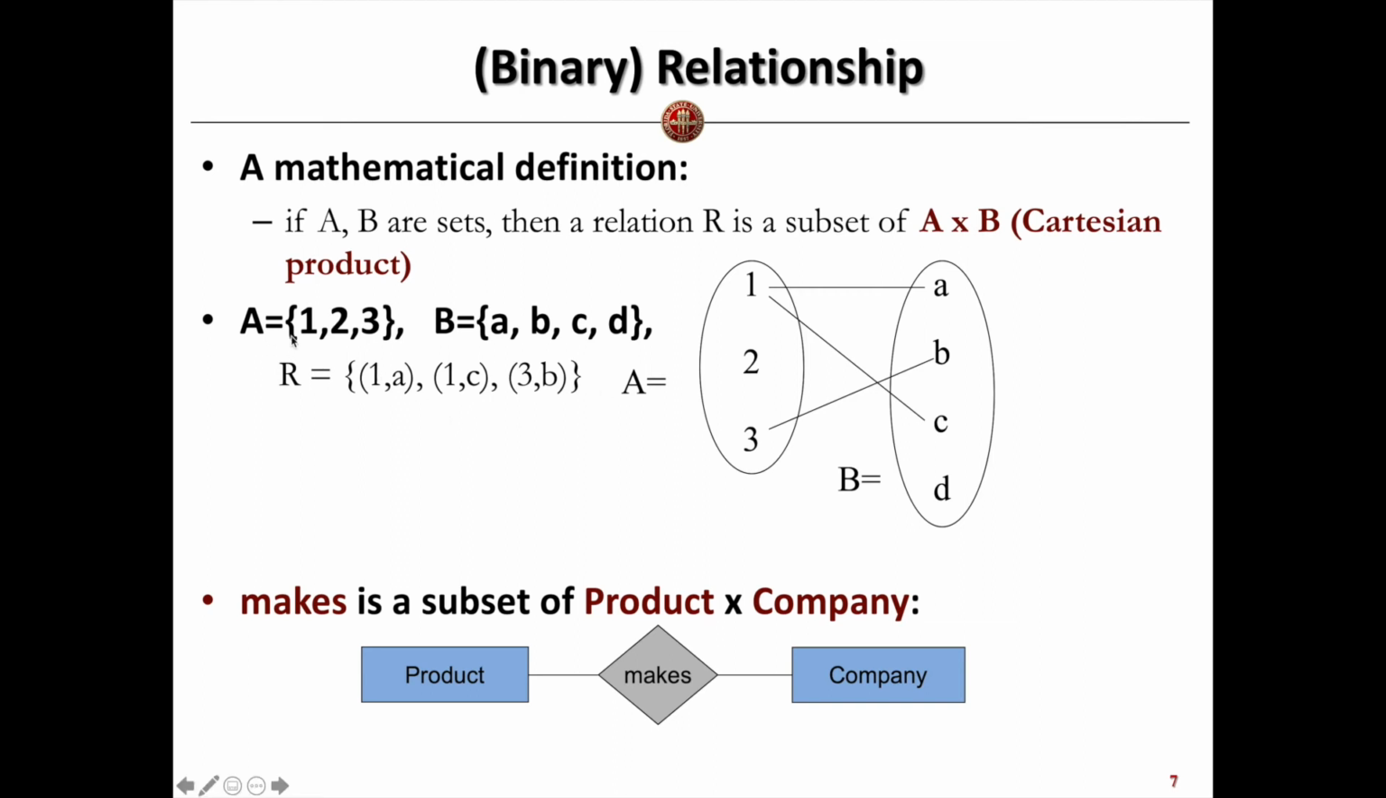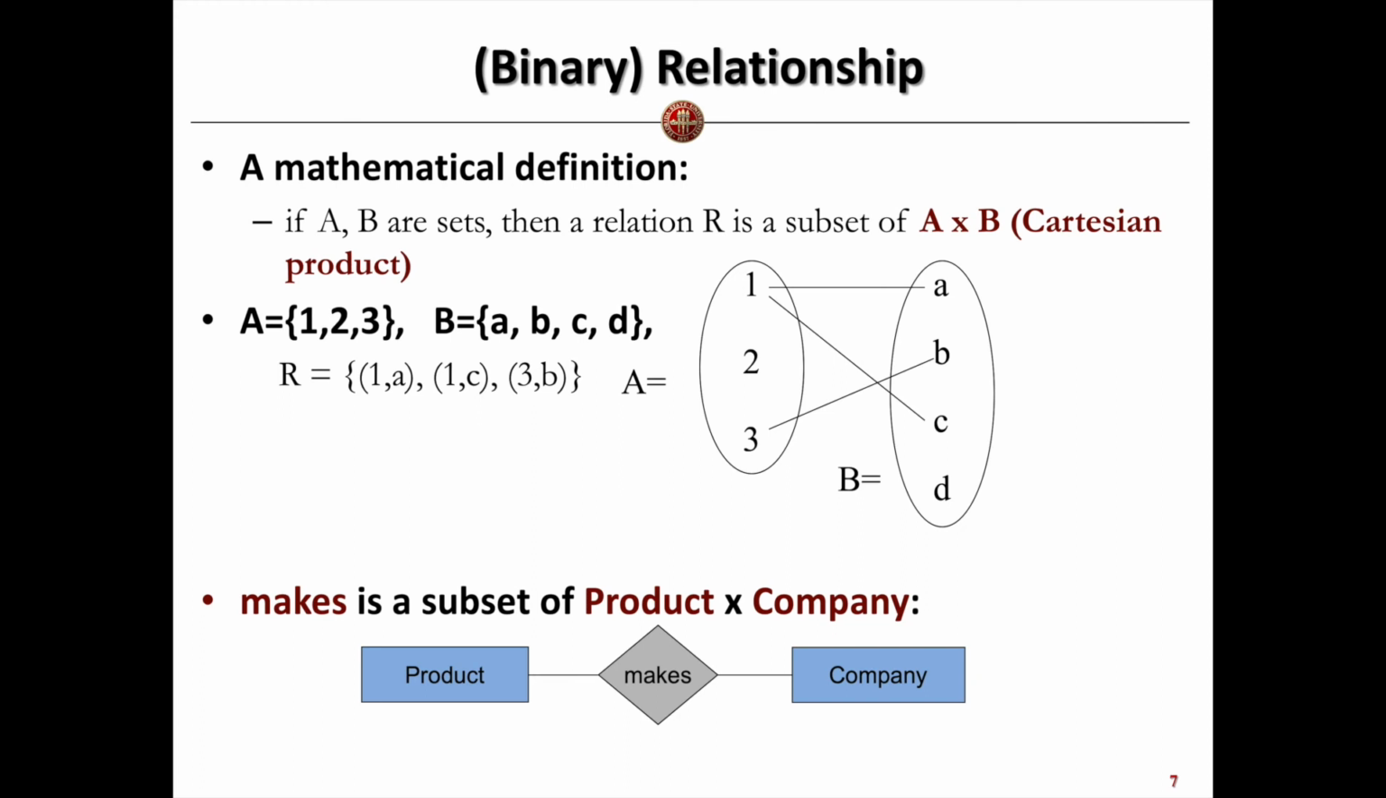Let's assume we have A equals 1, 2, 3, B equals A, B, C, D. Then we can know the product between them, right? According to our example we showed before. Let's assume we have another set, R, equal to a set with 3 elements, and each element is a pair, like 1A, 1C, 3B. Then we can define R as a relationship between A and B. And this relationship connects the entities between these two sets, which can be denoted by the lines as shown here, right?